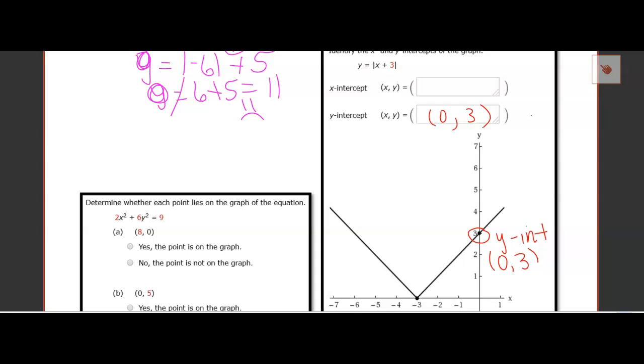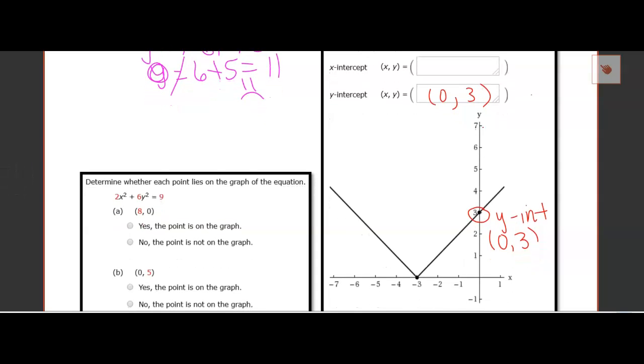What about the x-intercept, where the graph crosses the x-axis? Well, here is my x-axis, and here is where the graph crosses the x-axis, or in this case, touches it. That ordered pair would be -3, 0. So there is our x-intercept, -3, 0. So it's where we cross or touch the x-axis, where we cross or touch the y-axis. X and y intercepts, two incredibly important points we need to be able to locate on a graph.